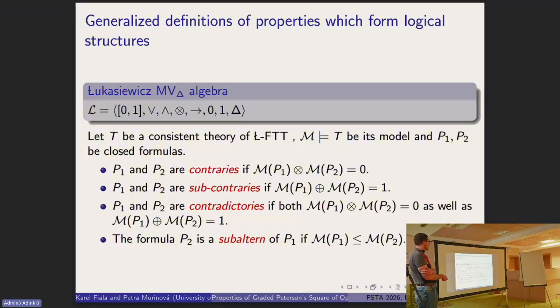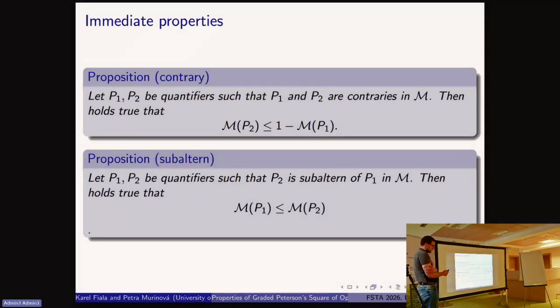For subcontraries we use the Lukasiewicz addition, and we use it for contradictories as well. For subaltern, we use this inequality. We can modify this equation using the definition of Lukasiewicz multiplication or addition in the following way. And in the rest of the talk, we will focus primarily on the properties of contrary and subaltern. So we can see that we can modify the previous property to this inequality.